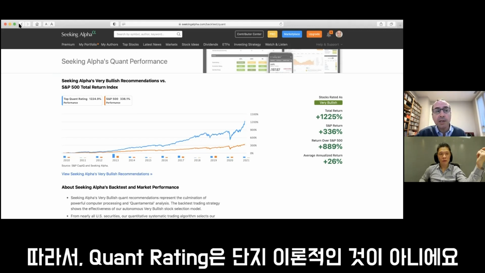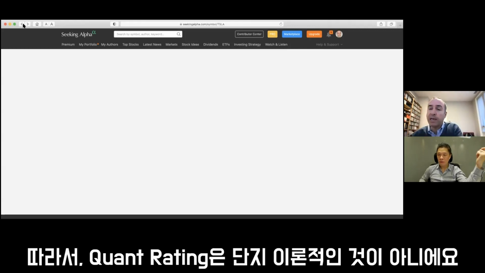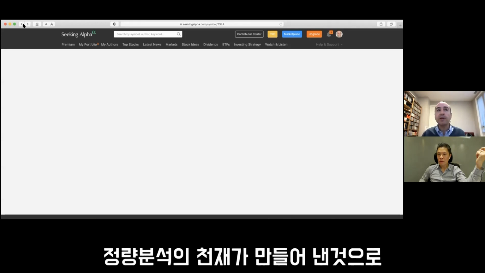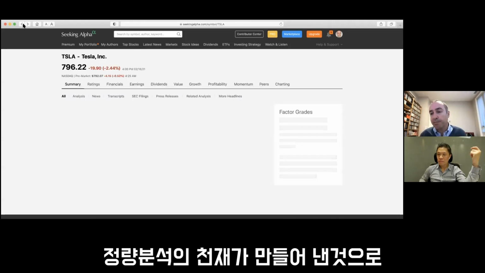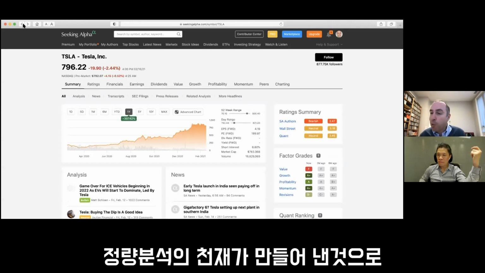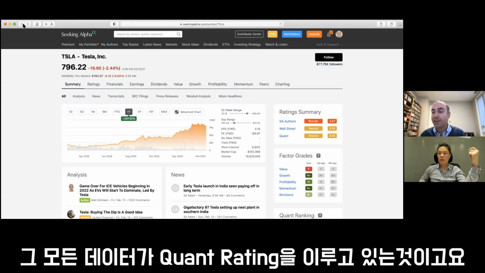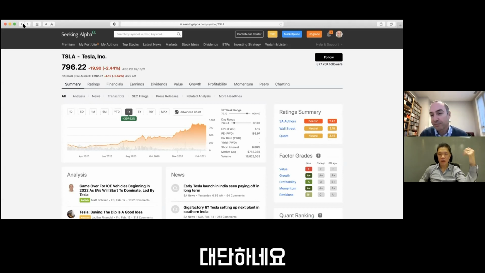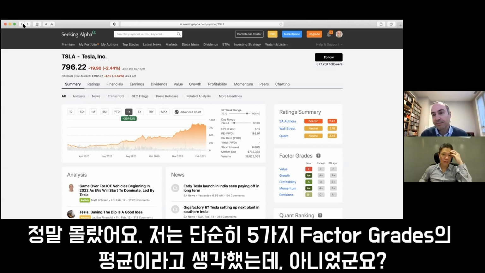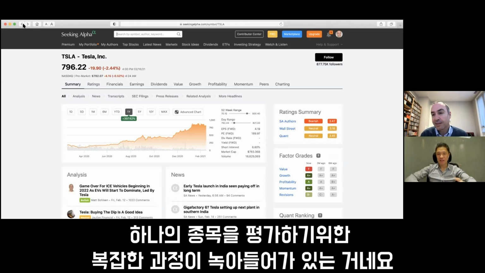Wow. So the quant ratings aren't really ideological. They're just a system built by a quant genius who's looking for the data to predict which stocks do best. And that's what goes into the quant rating. Wow, that's amazing. I really didn't know. I was just thinking that it's an average of these five factors, but that's not true then. So it has a very complicated way of evaluating each stock.